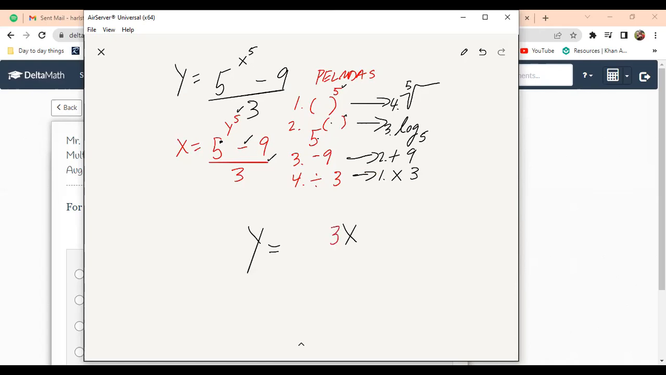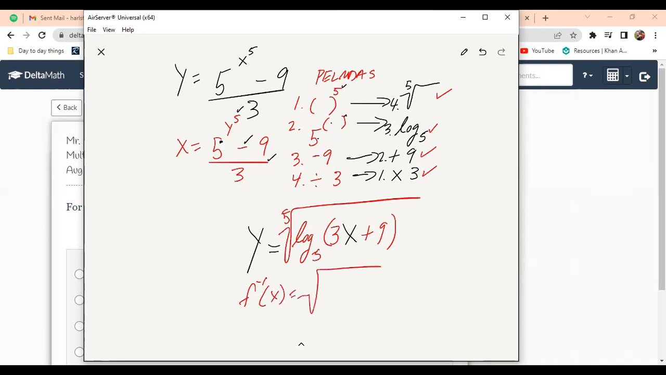We're going to multiply by 3. Then we're going to add 9. And then we're going to take the log with a base of 5. And I'll put that all in parentheses to indicate that we're doing that whole thing. And then we're taking the 5th root of all of that stuff. And there we go. That is our answer. I'm going to try to make this a little prettier. 3x plus 9. That's our answer.